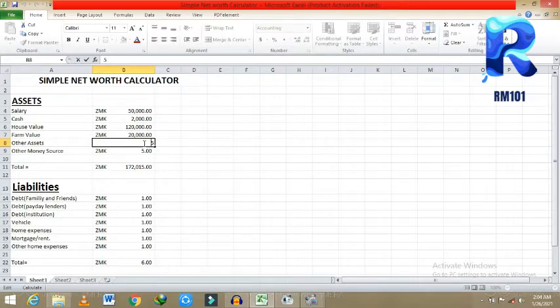Then other money source, where she gets some other forms of money. Here we put in other money source. We don't know, but she gets from there 1,000.